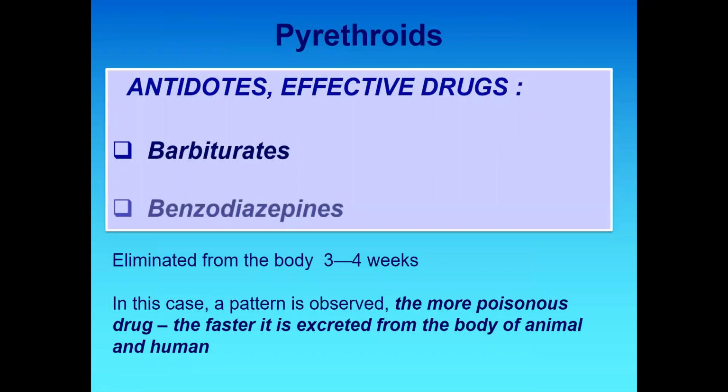Antidotes and effective drugs: we can use barbiturates, benzodiazepines. Pyrethroids are eliminated from the body during 3-4 weeks. In this case, a pattern is observed: the more poisonous the drug, the faster it is excreted from the body of animals and humans.